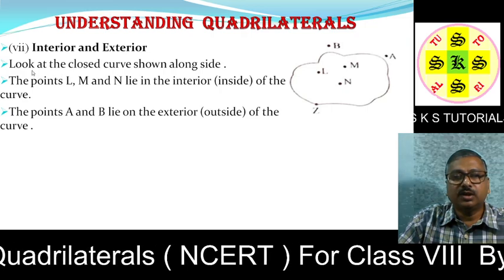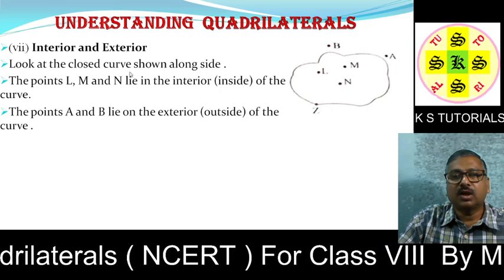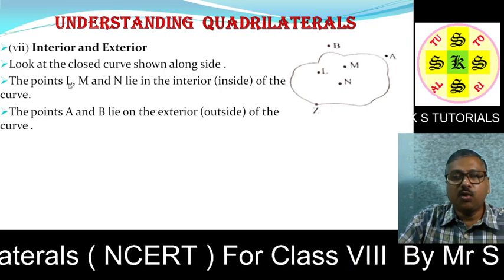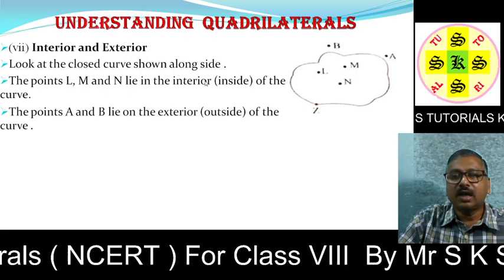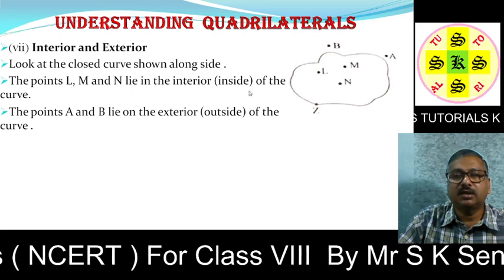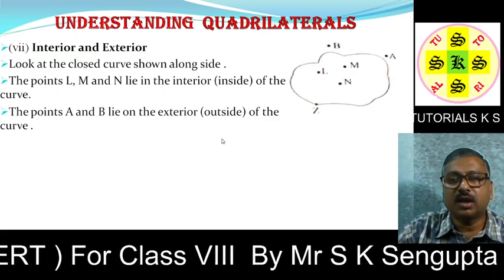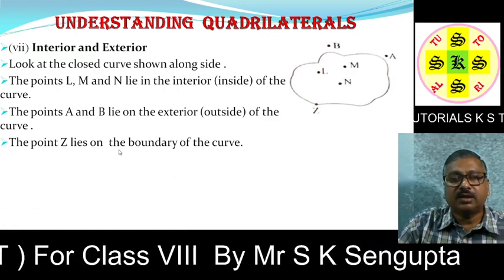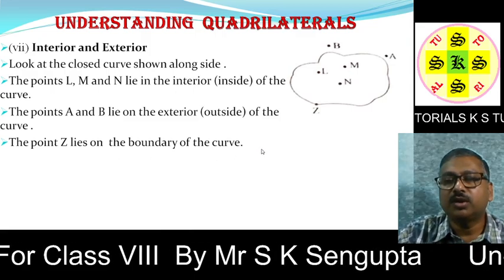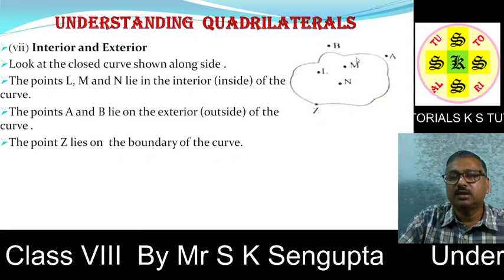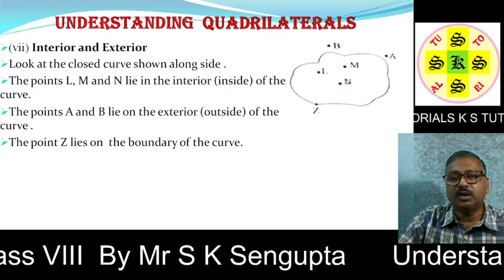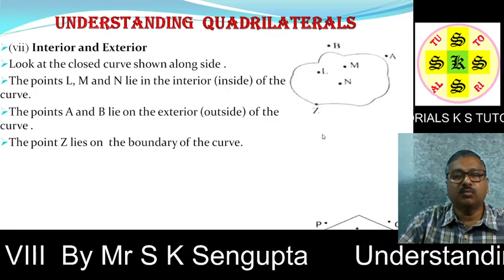So now see the difference. Look at the closed curve shown alongside. The points L, M, and N lie in the interior, that is inside the curve. The points A and B lie in the exterior, outside the curve, and the point Z lies on the boundary of the curve. So inside, outside, and on the boundary: interior, exterior, and on the boundary of the curve.